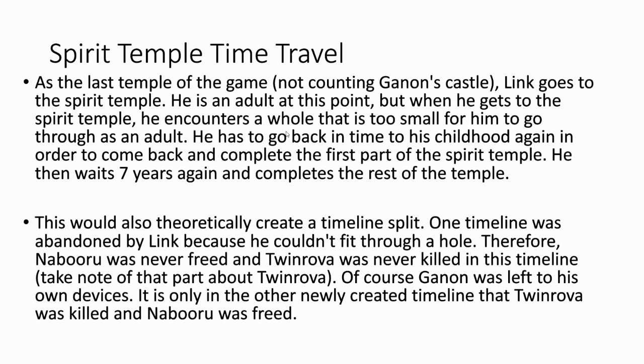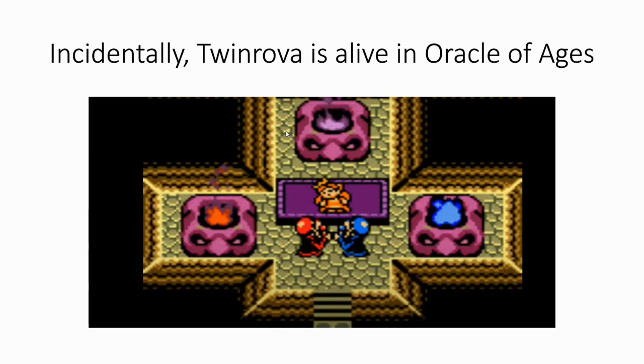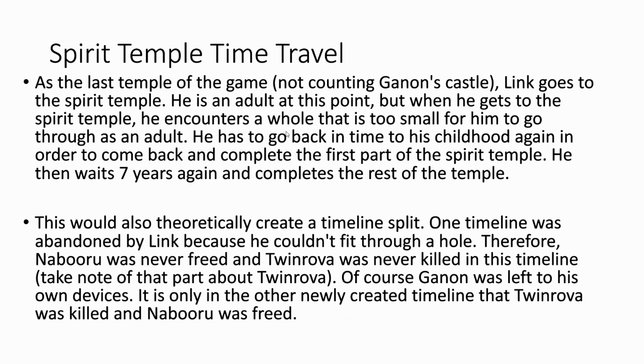And of course, this also creates timeline 3, the timeline in which Ganon was actually defeated. I'll get to that in a minute, but let's just say timeline 3 is the one we actually formally know as the adult timeline. But I'll get to that in a moment.